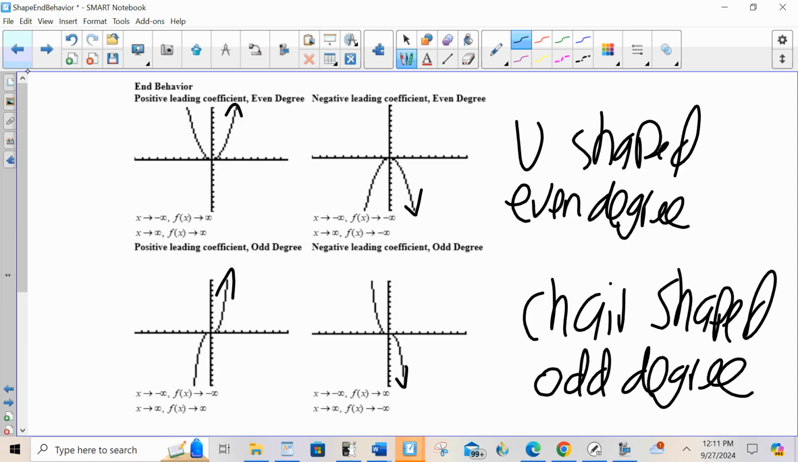So if I look back at these right here, as x approaches negative infinity, that means as I look to the left, where's the graph going? Up. Positive infinity is up. As x approaches positive infinity, that means as I go to the right, the graph is pointing up. Positive infinity. As x approaches negative infinity, that means left, the graph is pointing down. That's negative infinity. As x approaches positive infinity, that means as I look to the right, the graph is pointing down. That's negative infinity. So let's just take a look at the examples now.